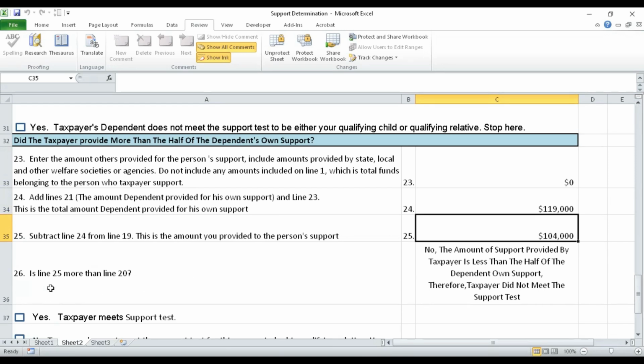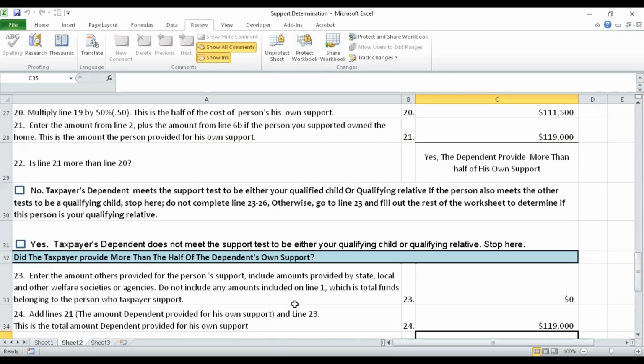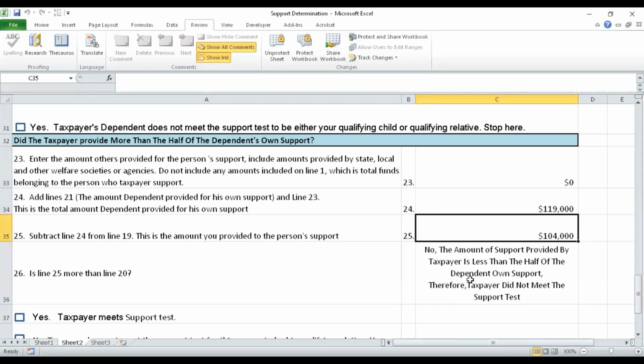Then next, on line 26, we ask if the amount taxpayer provided to the father is more than half of the father's own support. It is not. So no, the amount of support provided by the taxpayer is less than half of the dependent's own support. Therefore, taxpayer did not meet the support test.